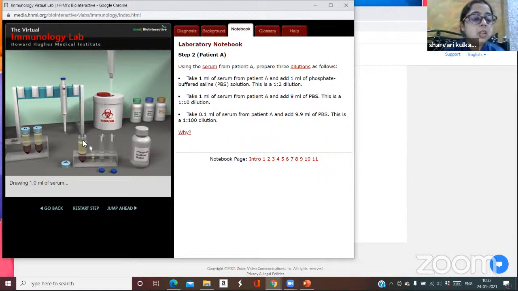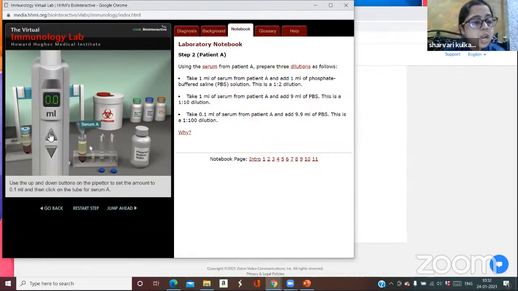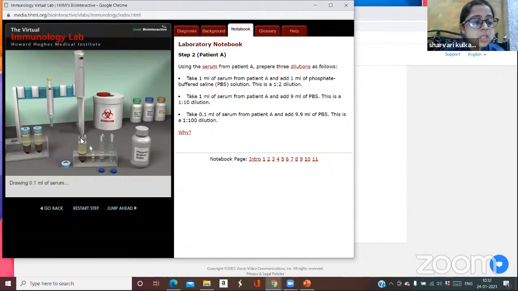Fantastic. It has discarded the tip. Now the third. We will click on the small volume pipetter, click on the up and down button for 0.1 ml and then click on serum A. So it will draw 0.1 ml of serum into the third tube, discarding the tip.